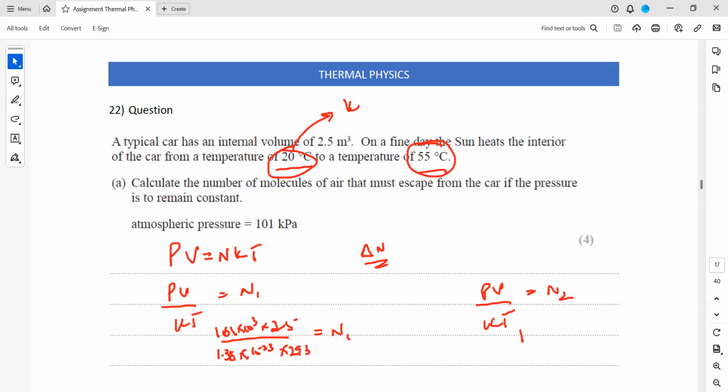And the value for N2 will be 101 into 10 to the power 3. The volume, again, is the same, 2.5. k is the constant, 1.38 into 10 to the power minus 23, multiplied by temperature. So it will be 273 plus 55, which is 328. And then this will give us a value for N2. And then we'll simply take the difference between the two groups of particles at different temperatures, and that will give us how many particles will escape.